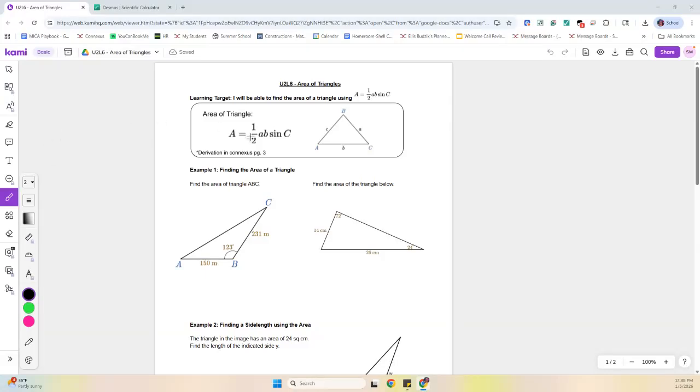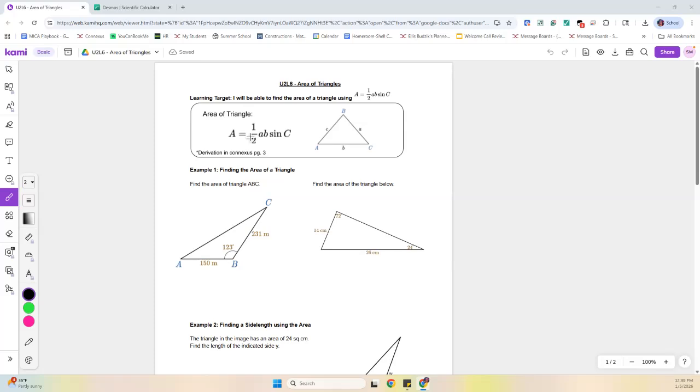All right, so for this lesson, we're going to be talking about area of triangles. So we've talked about area of triangles before, and a lot of times we've used the formula half base times height. And that's very useful when we have the height, which is like an altitude. So it makes a 90-degree angle with the base.